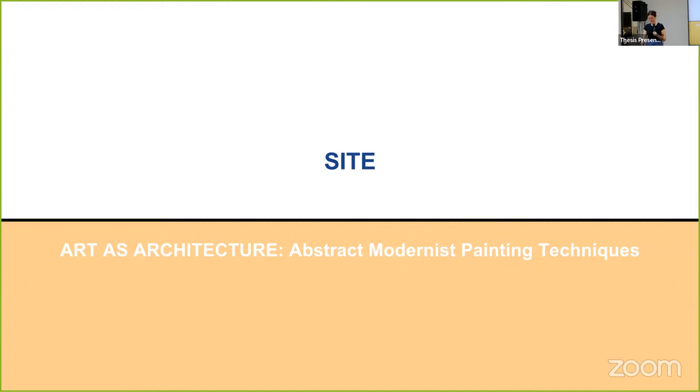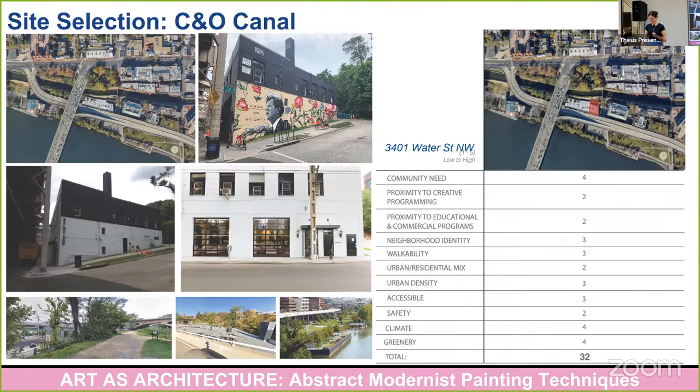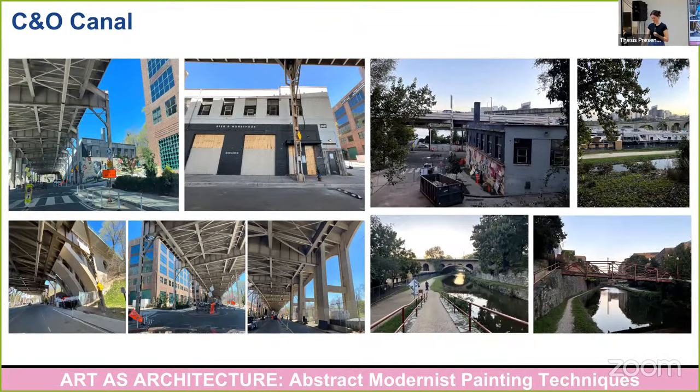So shifting gears to the site, I chose Georgetown as my site because I feel that the neighborhood is lacking an accessible arts institution, but also has a strong educational, commercial, and residential presence. I settled on this industrial site along the C&O Canal on Water Street, which is under the Whitehurst Freeway and across from the Georgetown waterfront. It's a very large site with lots of visibility and accessibility. Overall, it provides an interesting opportunity to create a new pedestrian promenade from M Street down to the waterfront.